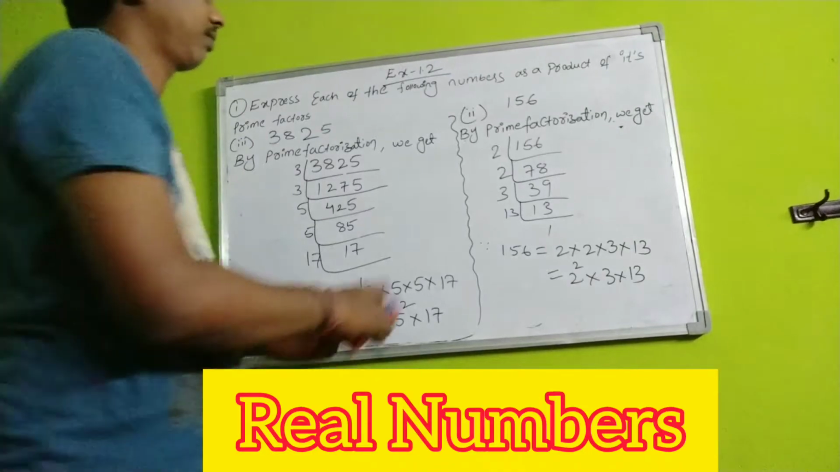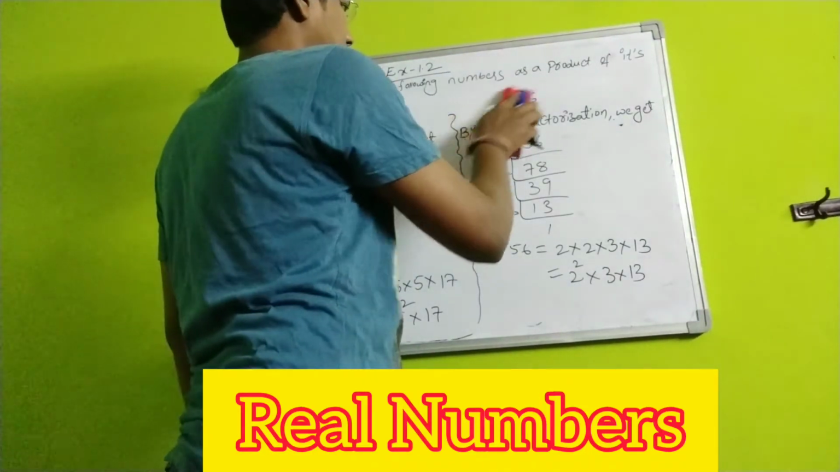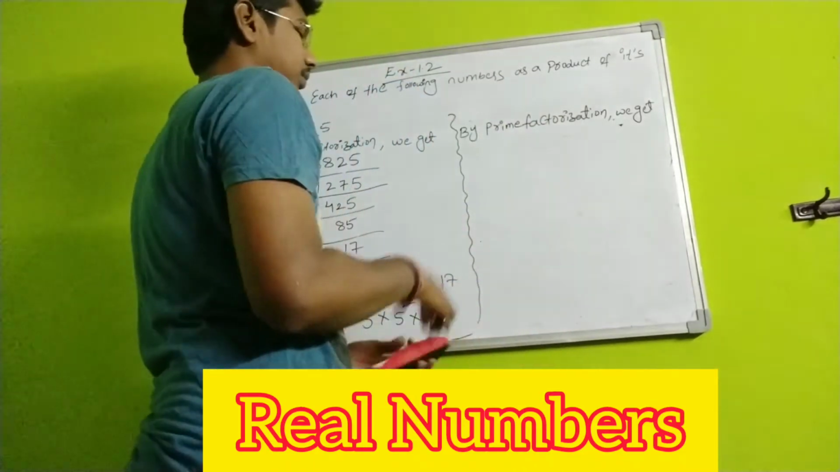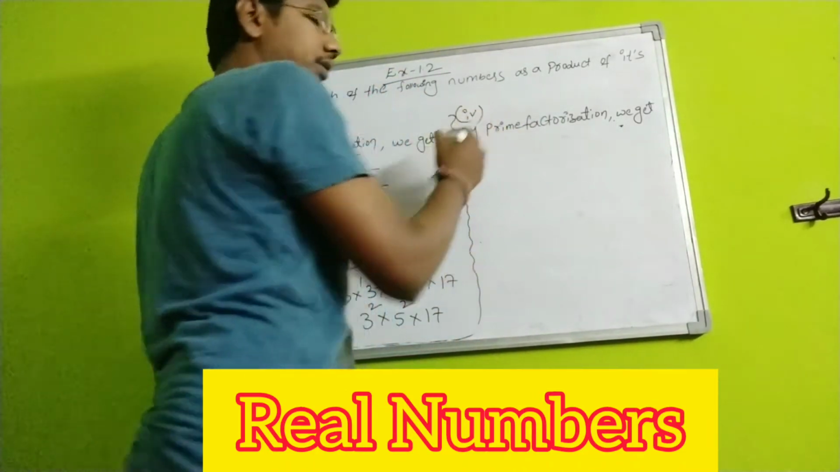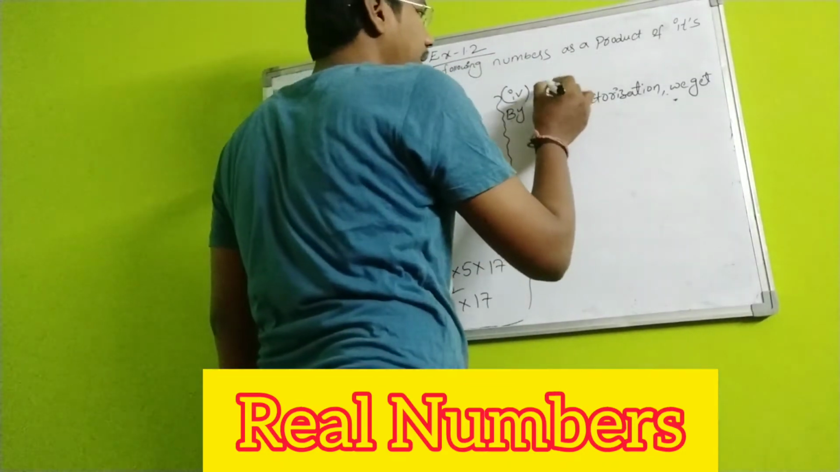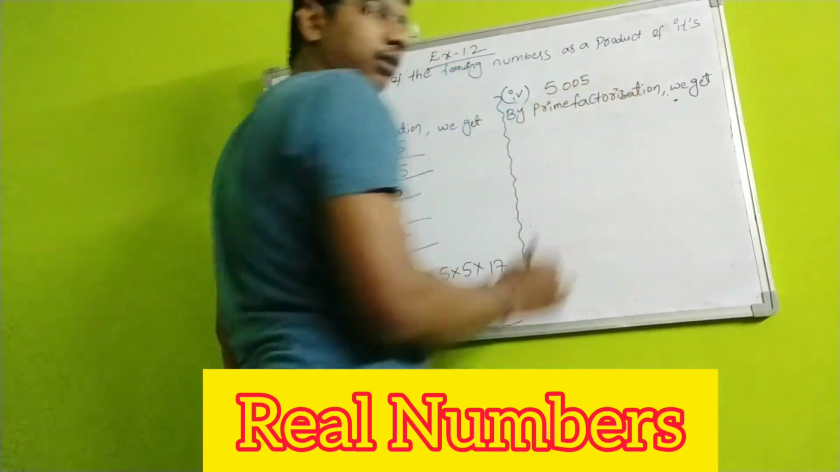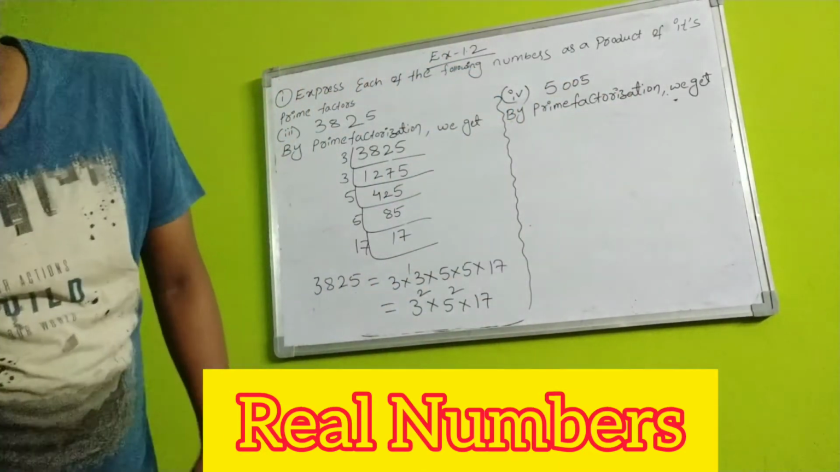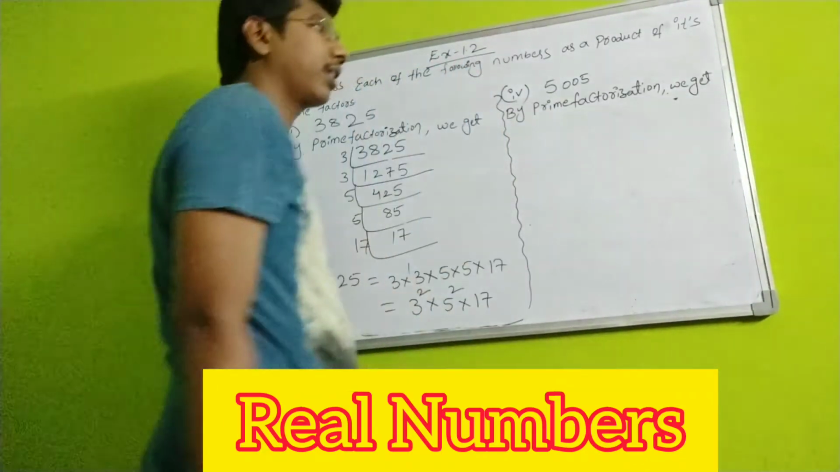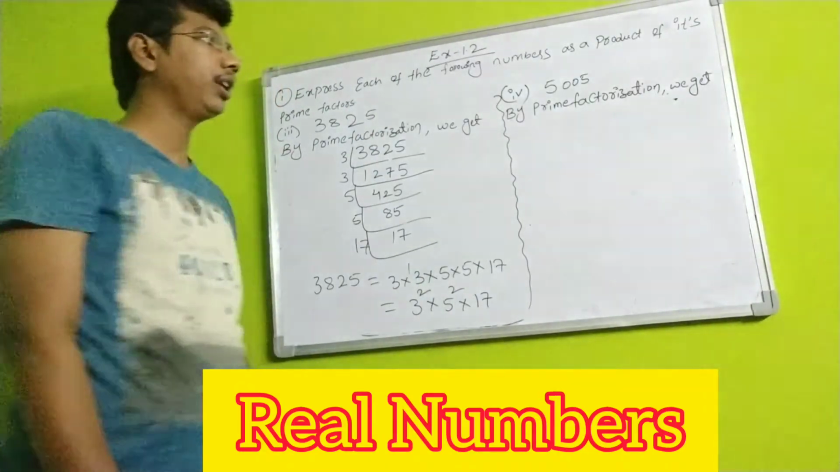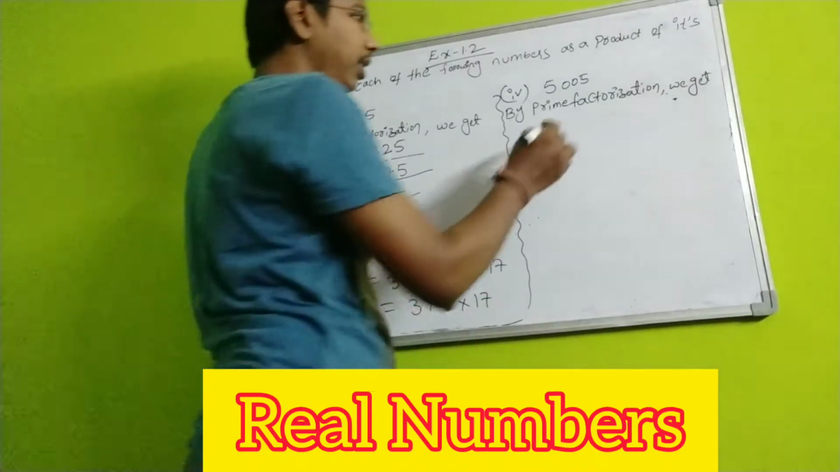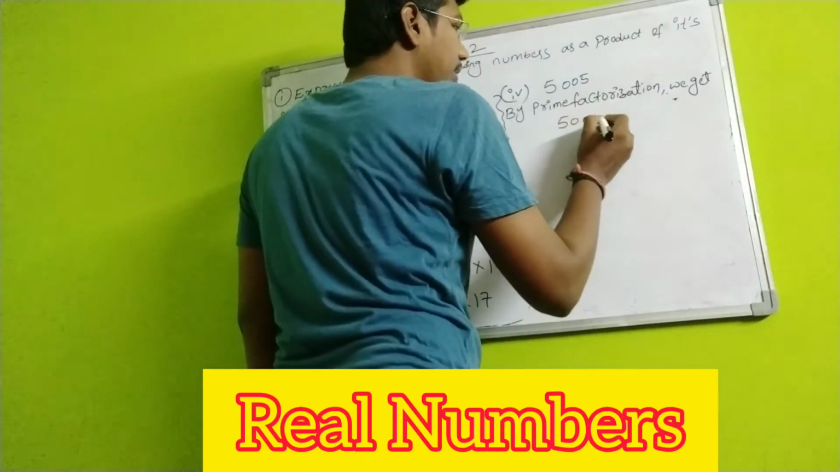Next, fourth one, your number is 5005. By prime factorization method, we can find the product of its prime factors, students. So now 5005. Take 5005.